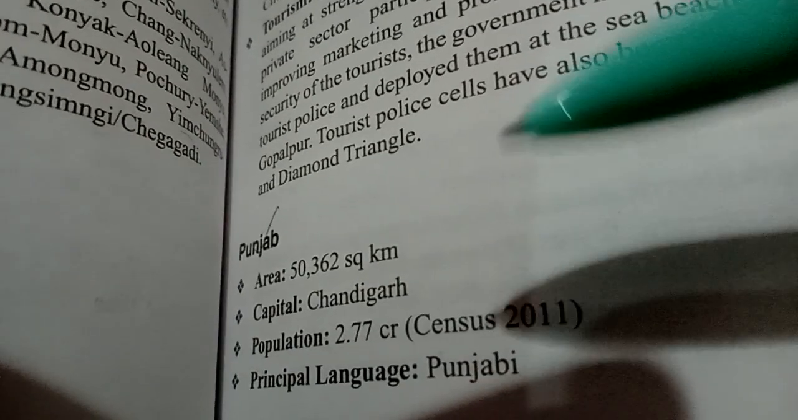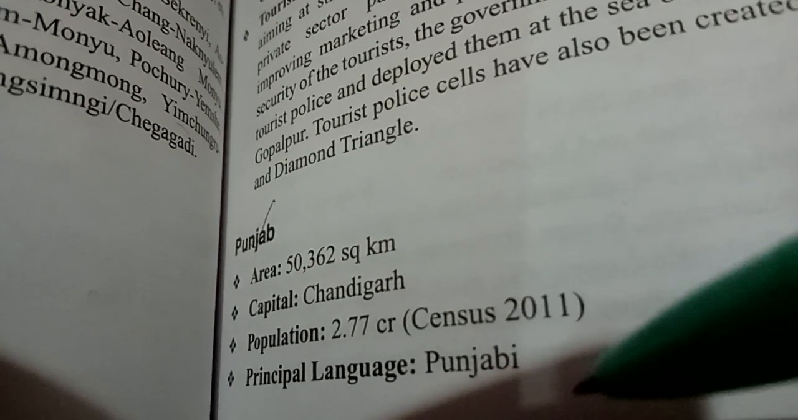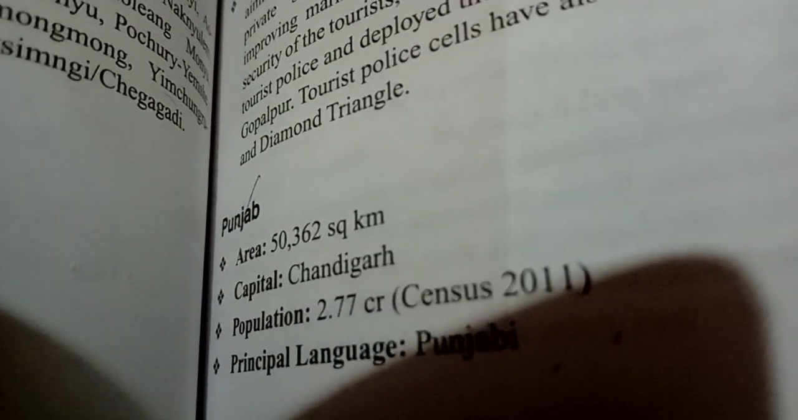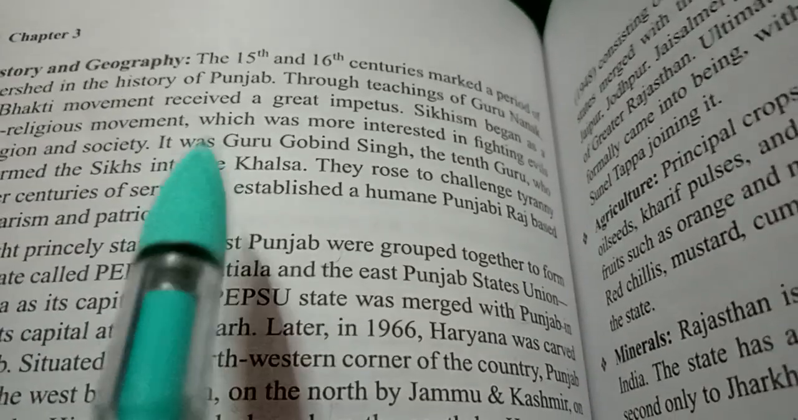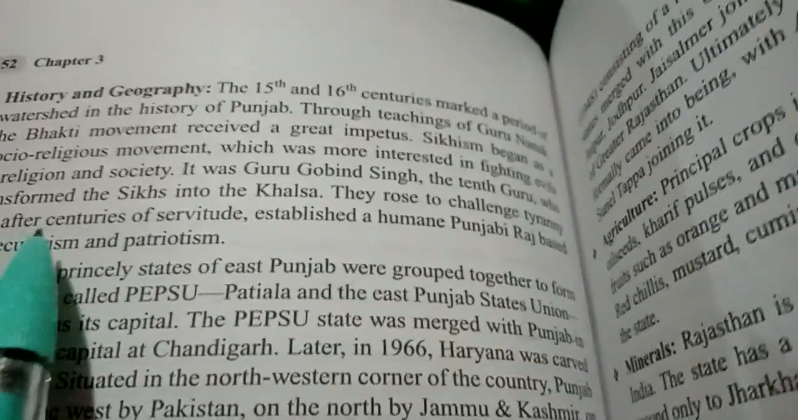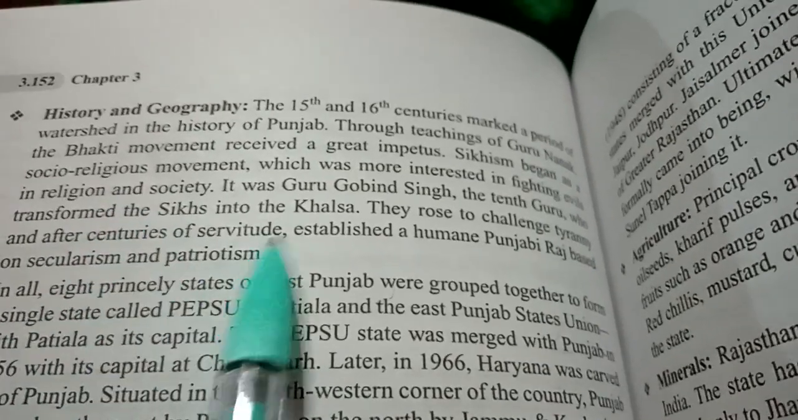Punjab: area 50,362 square kilometers. Capital Chandigarh. Population 2.77 crore. Principal language Punjabi. History and geography: the 15th and 16th centuries marked a period of watershed in the history of Punjab.